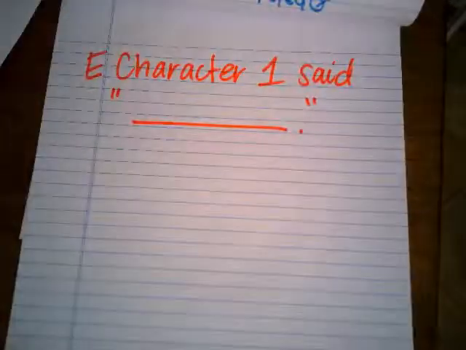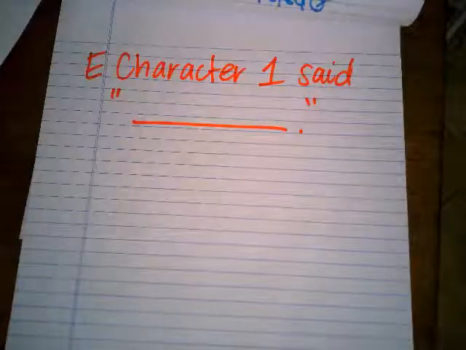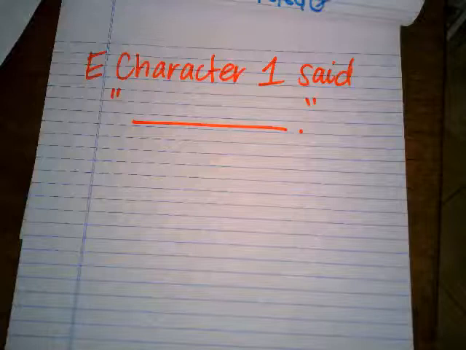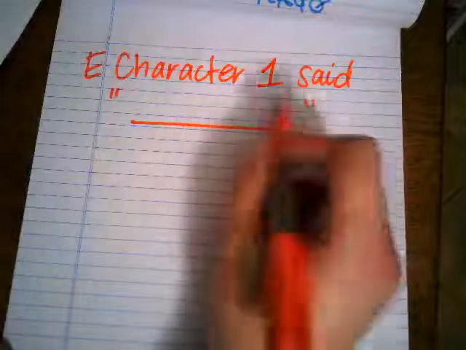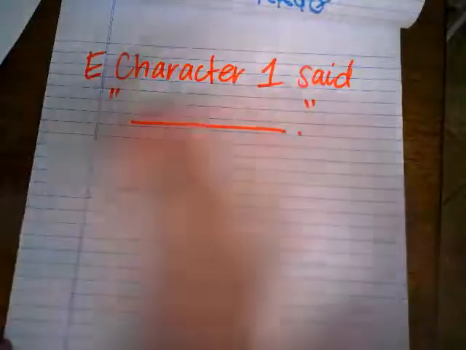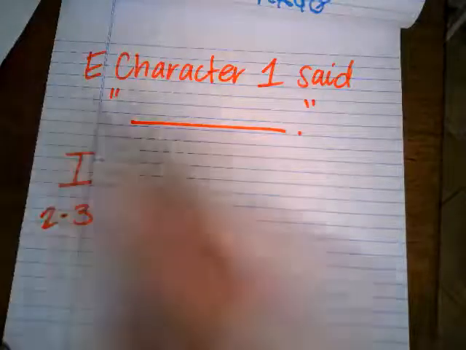So evidence number 1 is going to be about character 1. Character 1 said blah, blah, blah. What did they say that supports your answer? So what did Romeo say that shows that he's immature and irresponsible? What did the nurse say that shows that she should have known better? So you have to find some sort of quote. So you're going to do that. Character 1 said blank and fill that in. And then it's time for your interpretation. Your interpretation is 2 to 3 sentences.